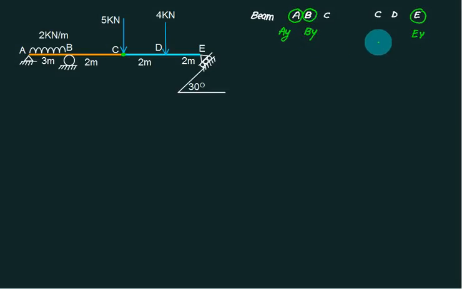For this portion, I will only take this part. I will take this portion as well as this portion, which are connected by a hinge at C. Method is clear. Pehle simple wala finish kar lenge.